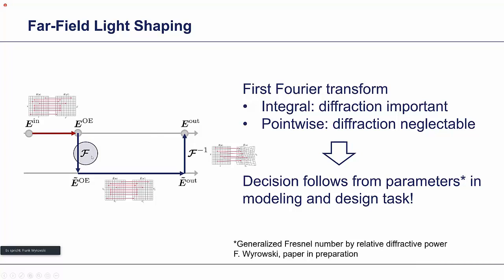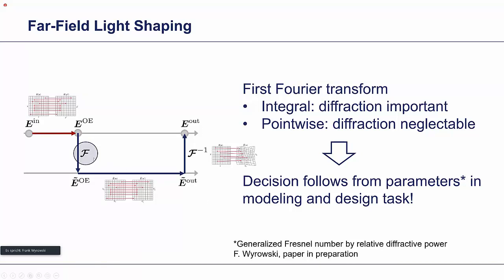If it's not important, if diffraction is negligible, it's a pointwise one. And this decision follows from the parameters of the modeling and design task. It follows not by assuming something, it follows. I'm just finishing a paper called Generalized Fresnel Number by Relative Diffractive Power, which generalizes the Fresnel number concept, to discuss that in detail. It's very nice because it's directly related to Fresnel numbers, but in a more general way.